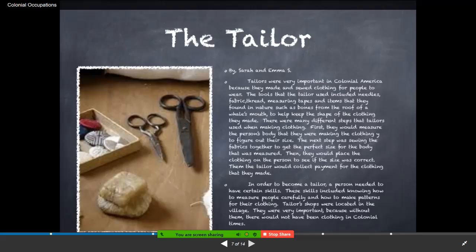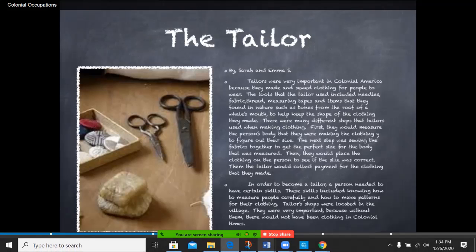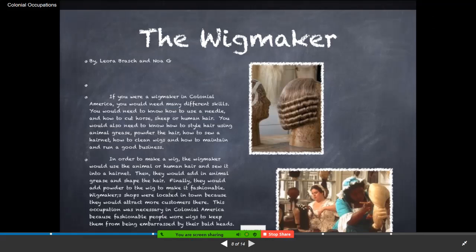The tailor is someone who would make clothing or fix clothing, depending on the situation. The wig maker. So as it turns out, people like to wear wigs. Whether you be a member of Parliament or the congressional groups that had the nice powder wigs, this was a common thing to do.